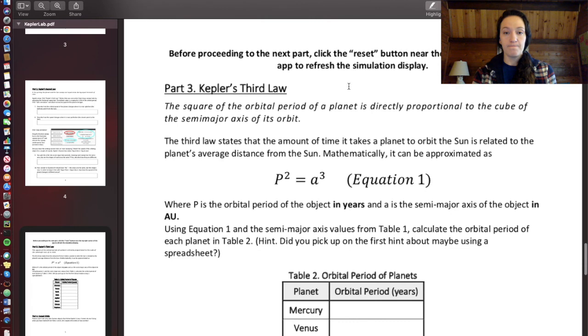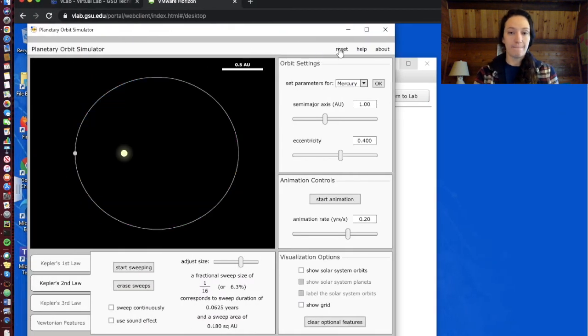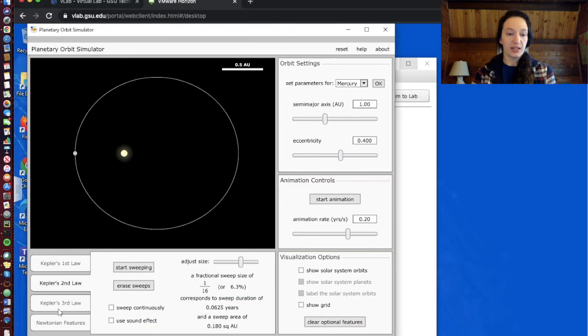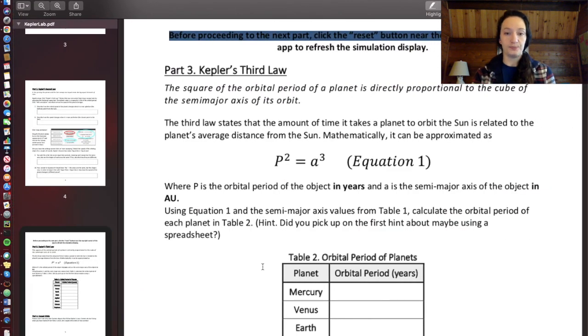So then, moving on, we're going to click Reset again, because we're moving on to the third law. From here, you want to select Kepler's third law, and this gives you the equation. This is the only law that has an equation, and what it basically says is that the amount of time it takes a planet to orbit the sun is related to the planet's average distance from the sun. So basically, Mercury, which is really, really close to the sun, will orbit the sun really fast, versus, say, Uranus, which is way out there.